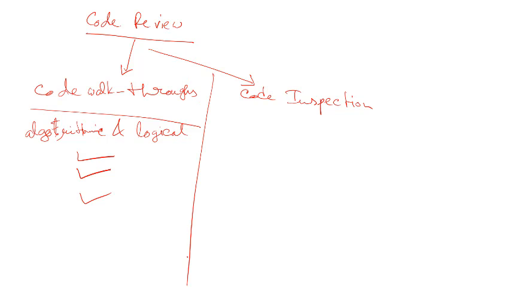Now the code inspection. The aim of code inspection is to discover some common types of errors caused due to oversight and improper programming. Okay, some common types of errors.